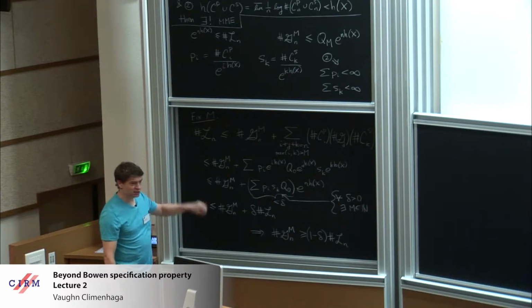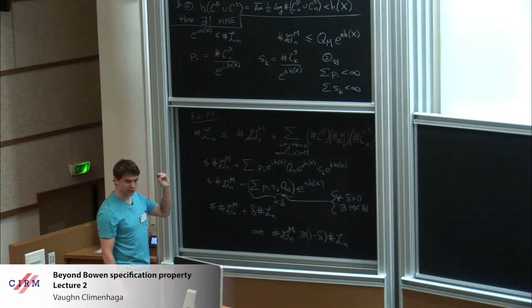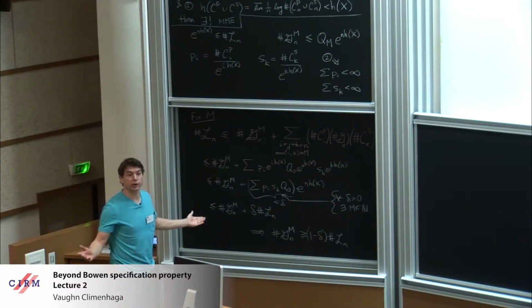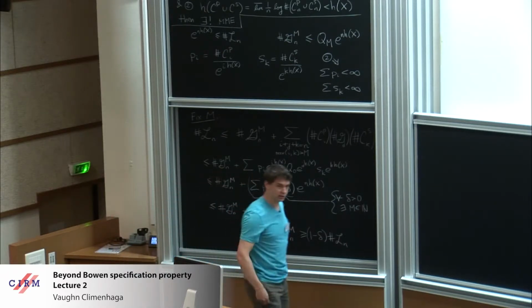You can chase these constants, and in the end it probably depends on how the specification time tau depends on m, which a priori you have no control over. Now for a given system you may have some control, and then you could try to do it.